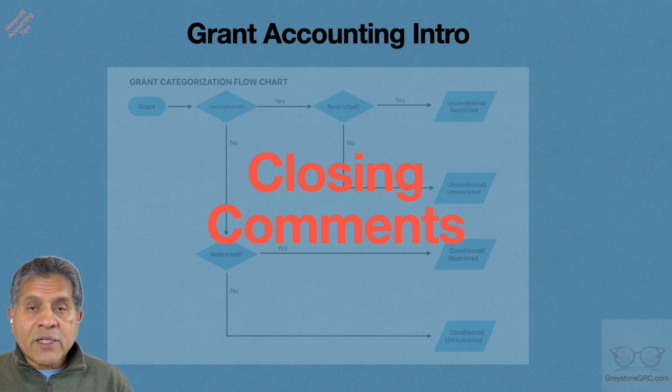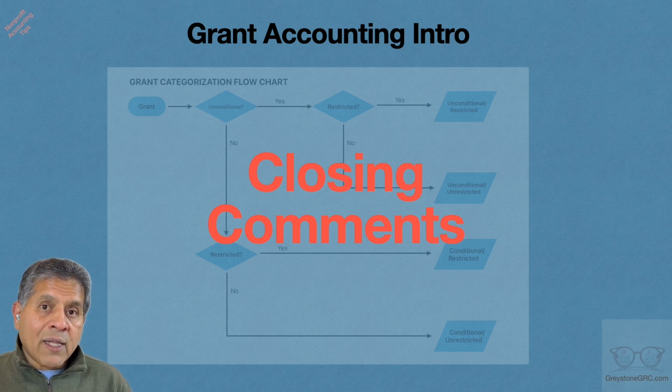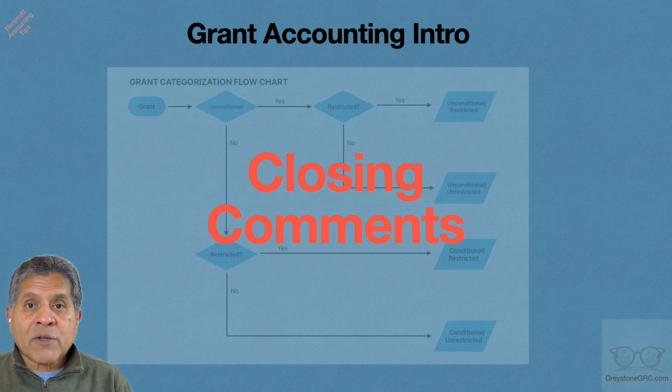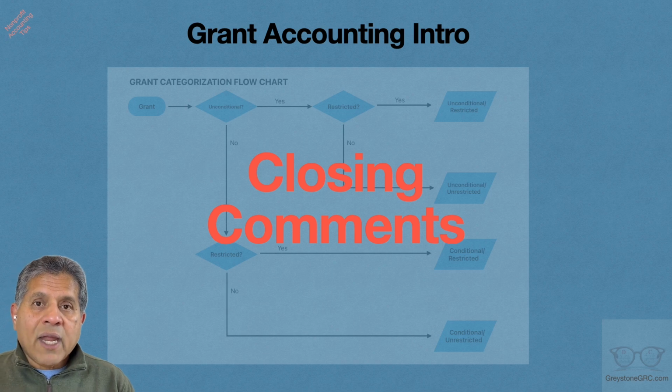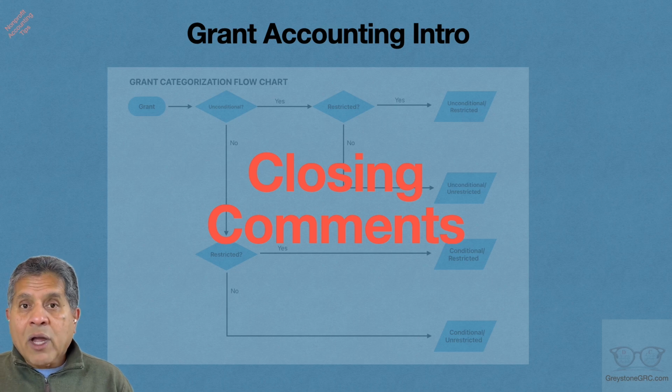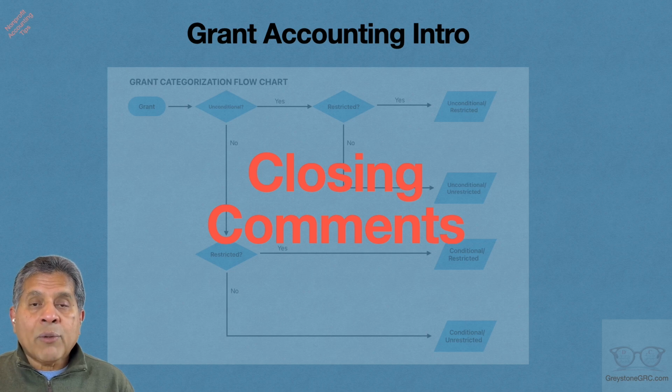Another alternative is it's conditional and it's restricted. So some condition has to be met, and then beyond that, it can only be used for a specific purpose. Once again, how do you track that grant which you either have received, you've got money in the bank, but you can't recognize it, or alternatively, you haven't received and you've got to keep track of it and remember to bill and follow up on it. These are topics I'll be covering in upcoming videos.